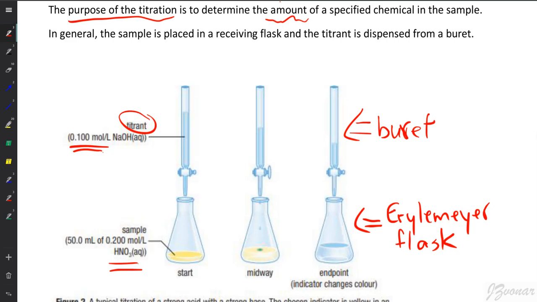As we're going through the process, as the drops are being added to the flask, you start to see color changes taking place. It goes in and out of color as we rotate and spin the flask to ensure that all of the sodium hydroxide is mixing completely with the nitric acid, which is my unknown sample that we're looking for. Eventually we're going to reach what we call our endpoint. This is where the indicator that we added to the flask changes color, and that color persists.